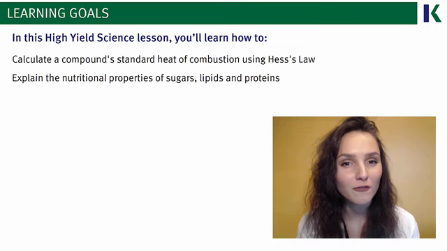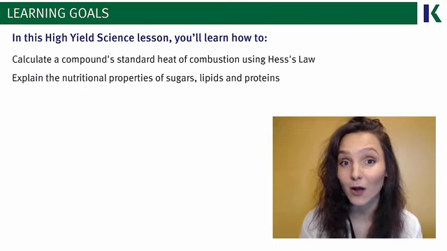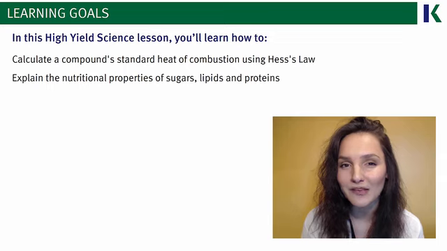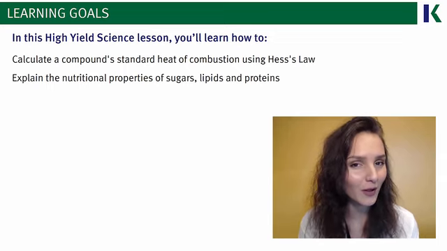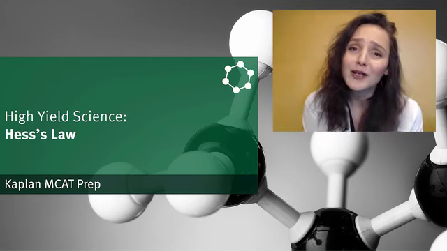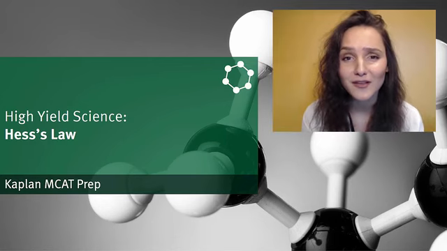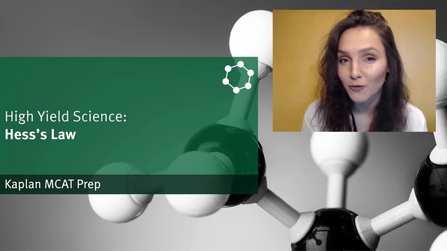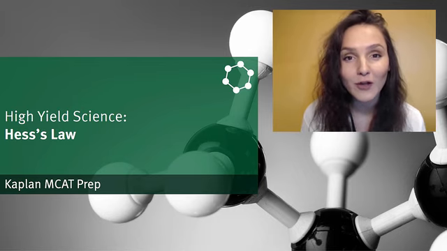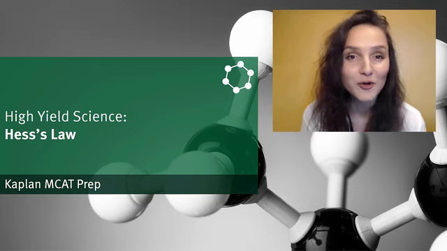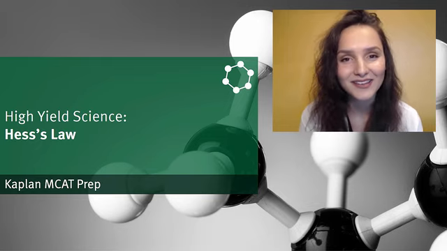Let's review what we've done here. First off, we went over how to calculate a compound standard heat of combustion using Hess's law, and we've seen how that helps us explain the nutritional properties of the macromolecules, so carbohydrates, lipids, and proteins. I really hope this lesson encourages you to relate challenging concepts to real-life applications. Not only will you know your content better for doing so, but you'll know it for a longer time, and having different ways to think about the same thing is always uber useful on the MCAT. Keep up the stellar work.